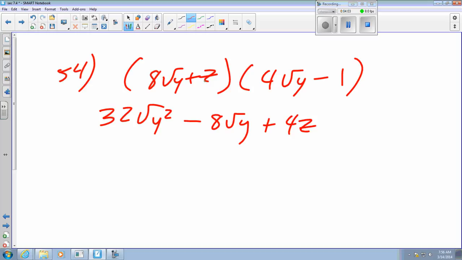Notice that the things outside the radical go first, and then the radical goes after it. And then z times negative 1 gives me negative z. The only thing that we can simplify here is the square root of y squared, which is just y. We can't put these together because this one has a variable and this one does not. 56.